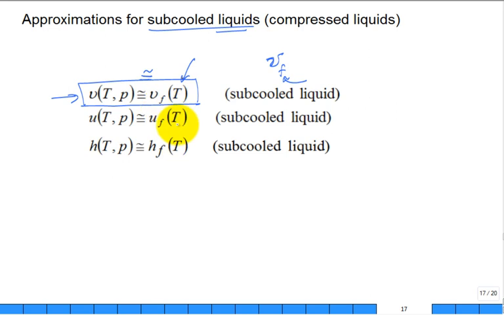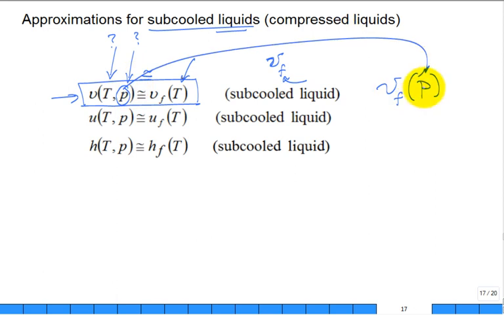But what are we going to neglect? We have a temperature input and a pressure input. Did we neglect the temperature or neglect the pressure? We neglected the pressure. So when you're using this approximation for a subcooled liquid, sometimes the student will use V sub F at the given pressure. They'll take that pressure and put it in and then get V sub F. Guess what? You'll get a different answer, and it's not the best answer. The best answer is to neglect the effect of pressure.